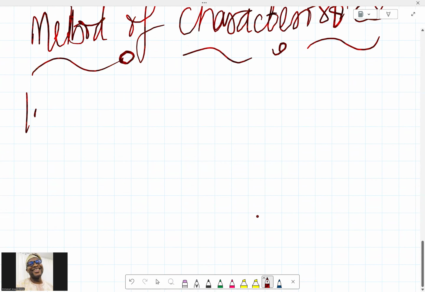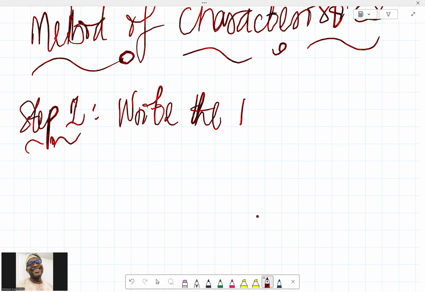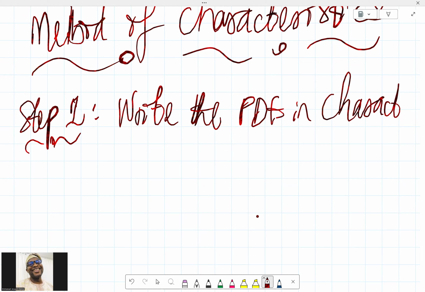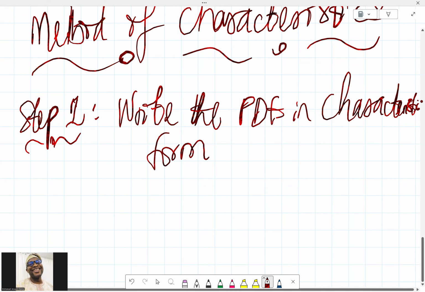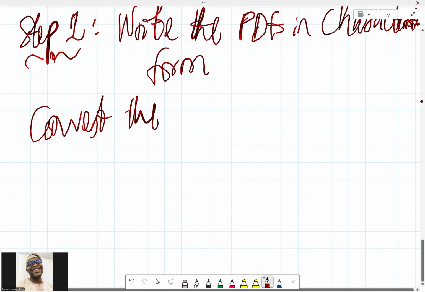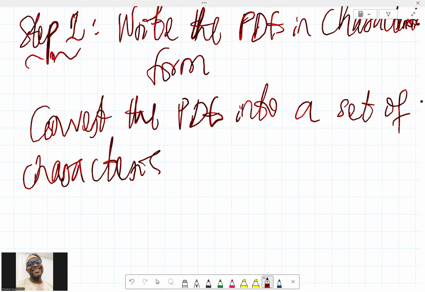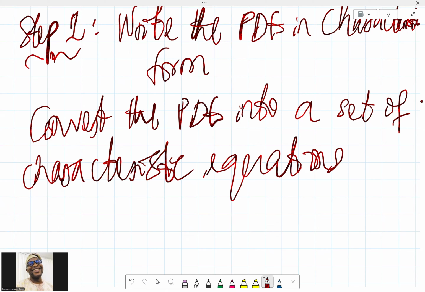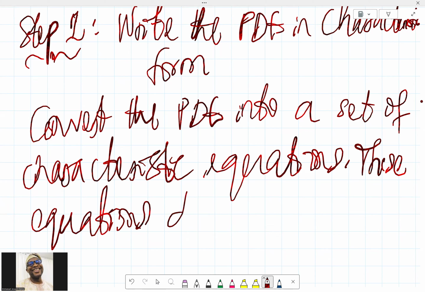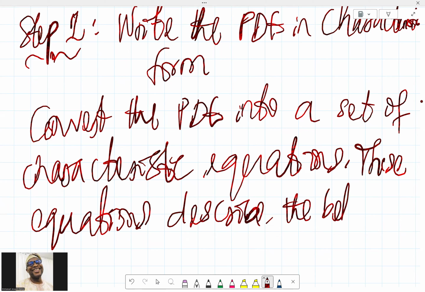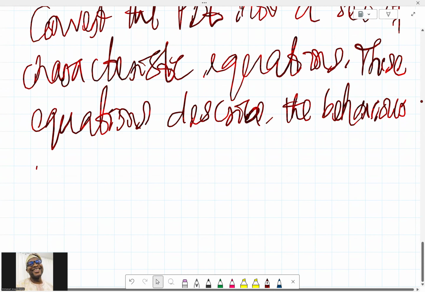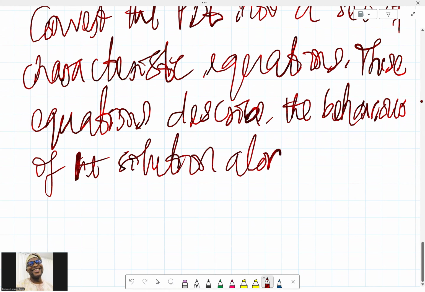The step-by-step procedure for the method of characteristics: step one, you write the PDE in characteristic form. That's where it all starts, and that's why it's called the method of characteristics. Here we convert the partial differential equation into a set of characteristic equations. These equations describe the behavior of the solution along characteristic curves.